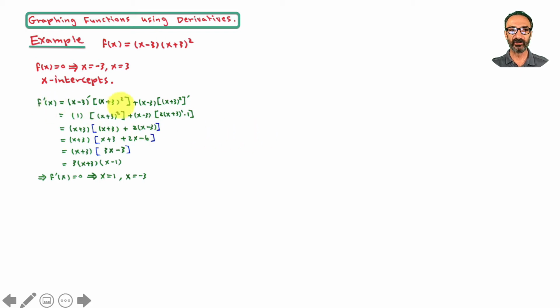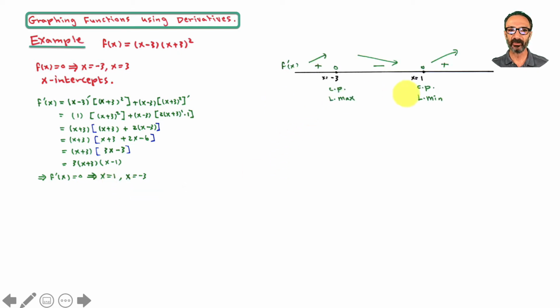Now, finding the derivative using the product rule, setting equal to 0, you'll end up with 1 and negative 3, or negative 3 and 1. What's the benefit of setting the first derivative to 0? This is the benefit. You make a line, you call it f prime sign. At negative 3, we call it a critical point. At 1, we call it a critical point.